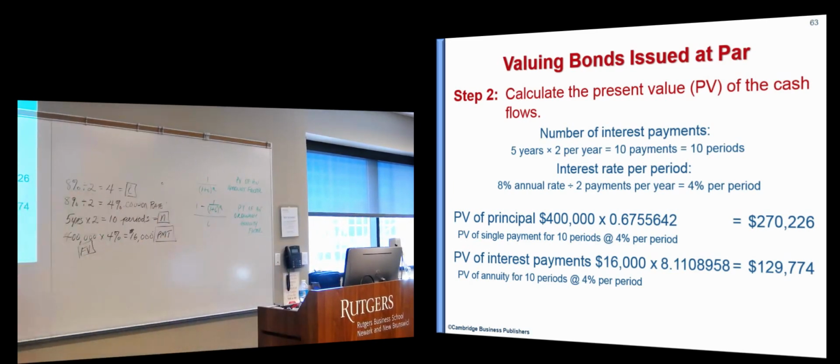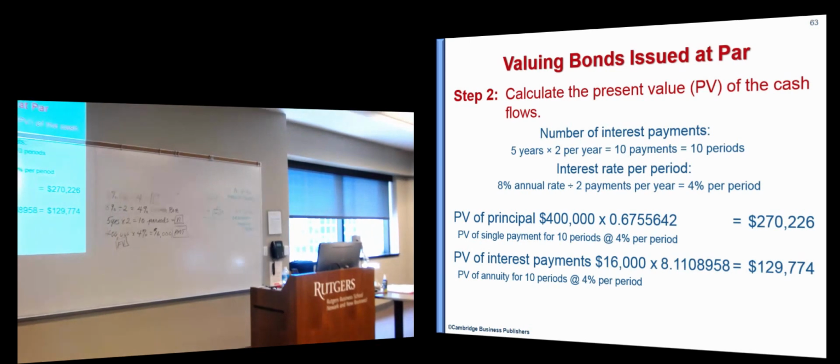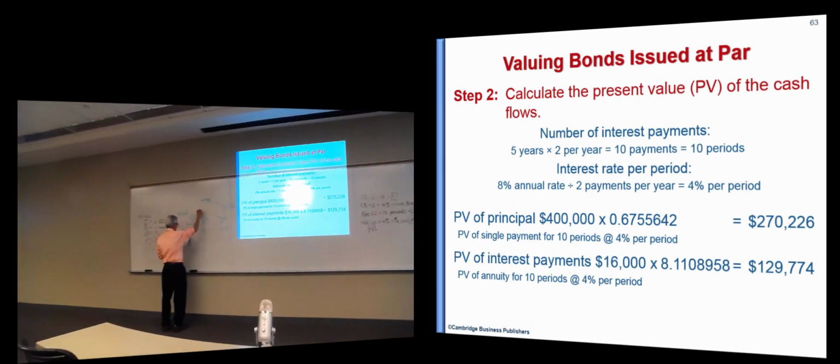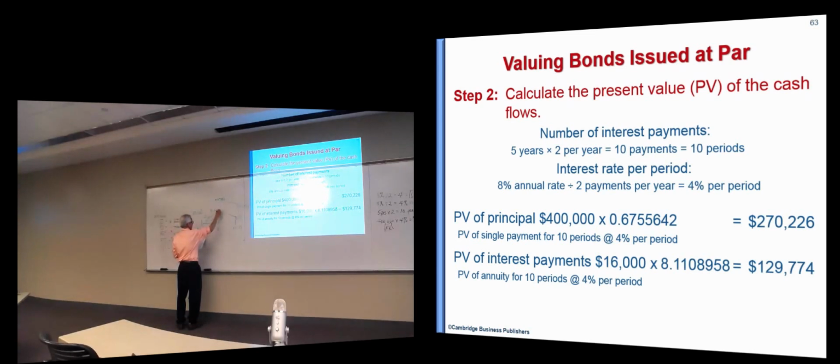So if I discount the annuity, multiply 16,000 by 8.1109, and the present value there is 129,774, and the present value of course, has to be 400,000.